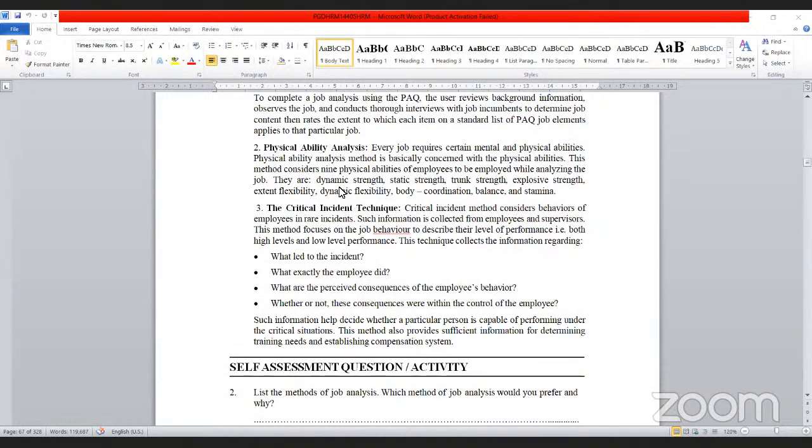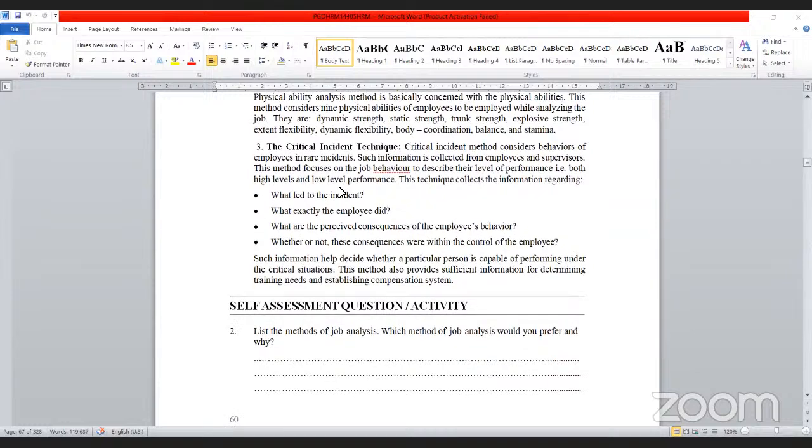Physical ability analysis. This method analyzes the physical ability of employees, looking at their strength, explosive strength, extent flexibility, dynamic flexibility, and all that.